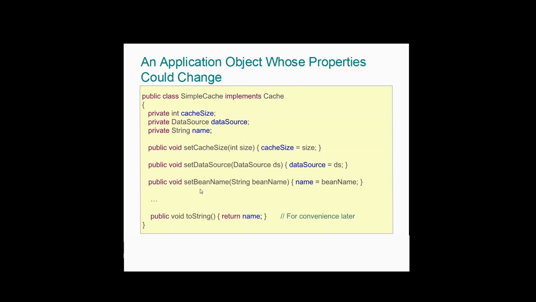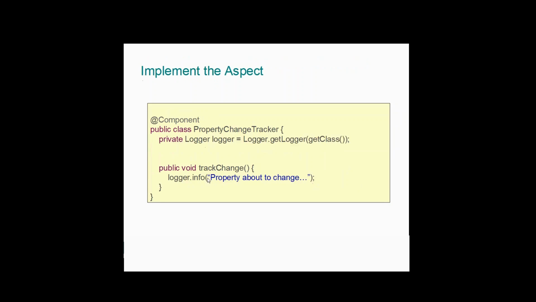Okay, let's see how I can do it using Spring AOP. So now what I do is I'll define a logger. I'll write a separate class, something like PropertyChangeTracker. I'll define the logger here. I'll write this method where I say log.info, at the info level, a property is about to change. This is the log message I want to log. And I'll put this log message in a method, say trackChanges.